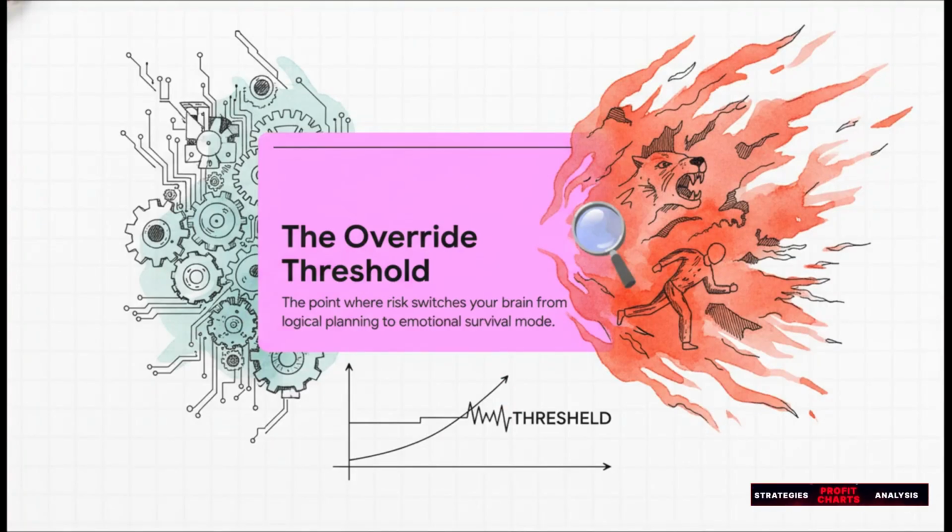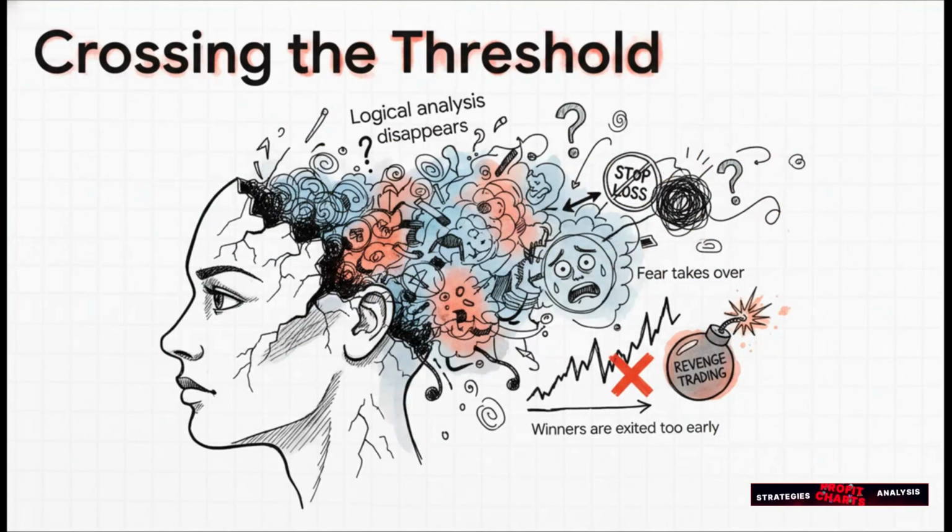It's called the override threshold. And what it is, is the exact point where the amount of money you have on the line is enough to switch your brain from its logical, planning mode into its emotional, fight-or-flight survival mode. And listen, this isn't a character flaw. It's not about being undisciplined. It's a biological switch hardwired into all of us. And once that switch gets flipped, it's a total disaster for your trading.